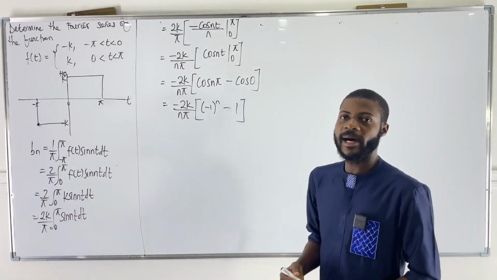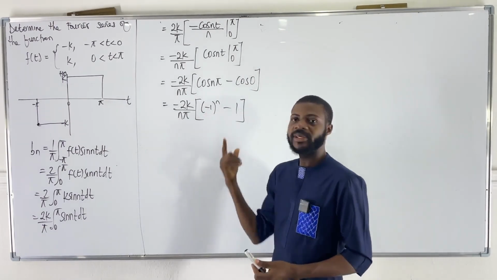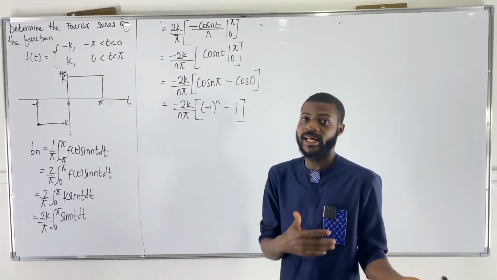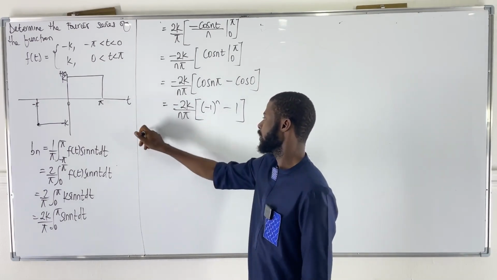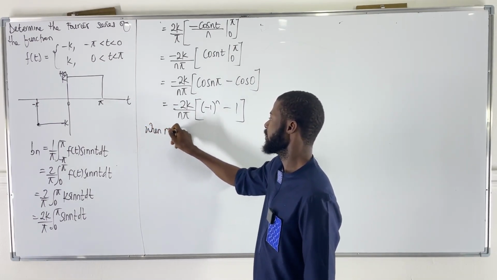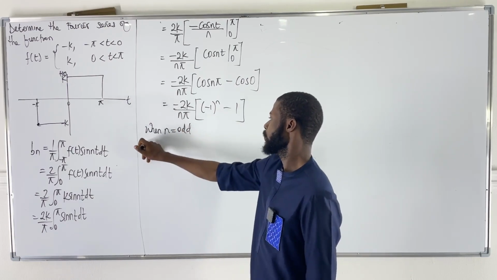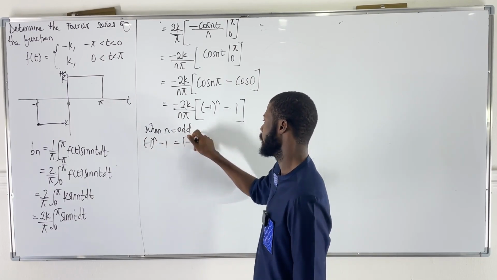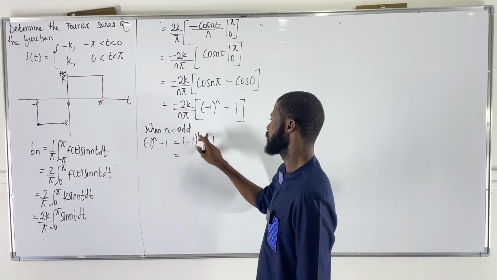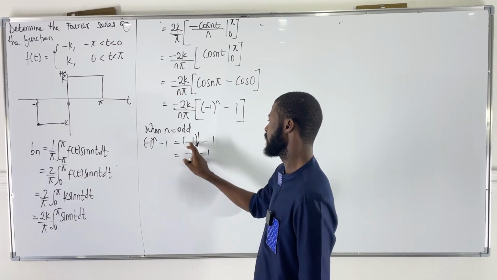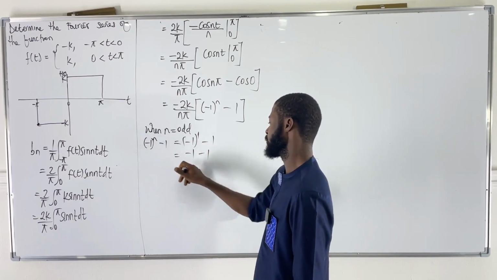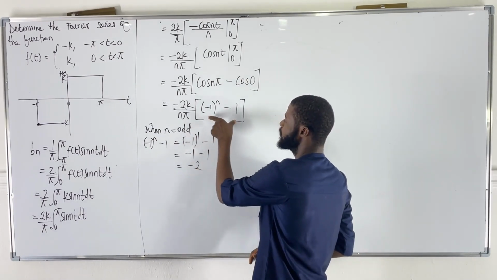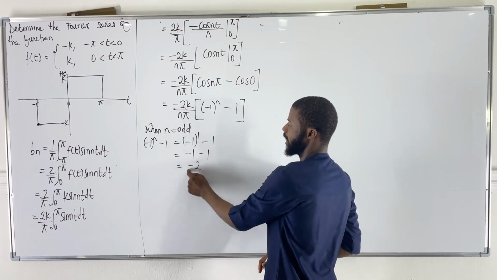Now what you need to then remember is this bracket behaves in a particular way. It can be 0, or it can give you another number that is not 0. So let's think. When n is odd, let's see how this will behave. So we have minus 1 to the power of n minus 1. Let's say n is 1, which is an odd number. Anything raised to the power of 1 is that same thing. So we have minus 1 here, and then this very minus 1. So this is minus 2. So when n is odd, this bracket is minus 2.